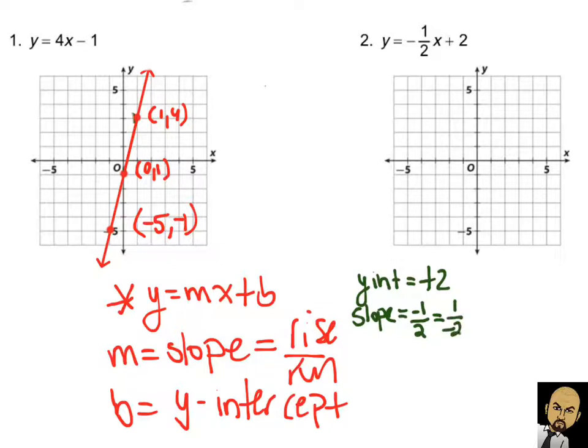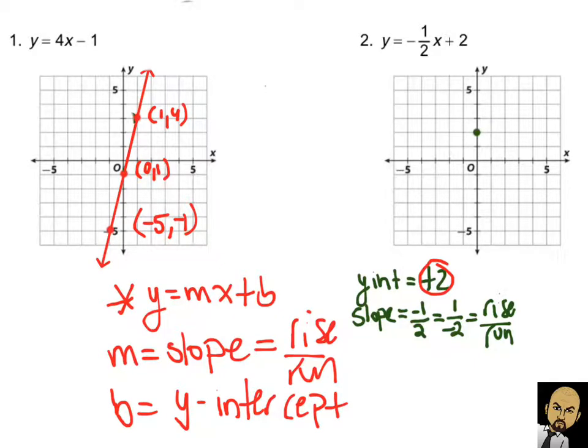I write it as -1 over 2 because we're going to use the rise and the run. You can also put the negative in the denominator, which gives you a positive rise and a negative run. And remember, that's always going to be our rise over run. And we're going to plot our free point, which is the y-intercept, +2. And so we plot the ordered pair (0, 2).